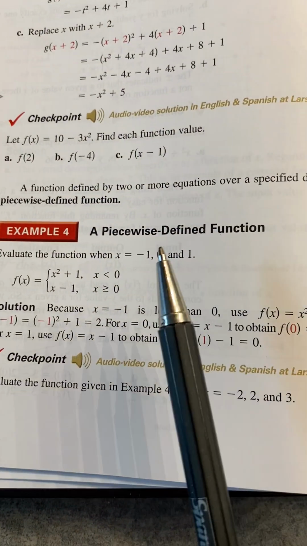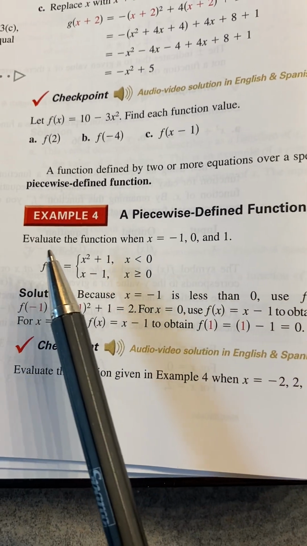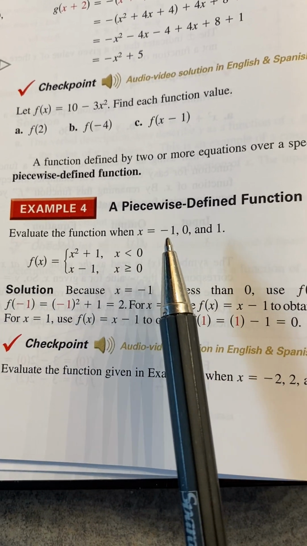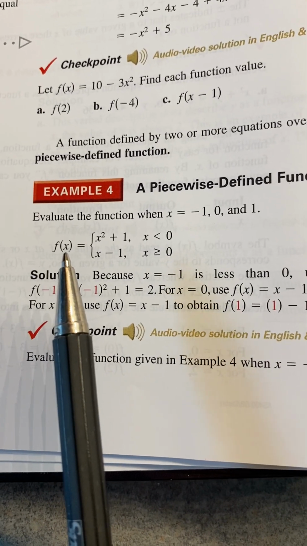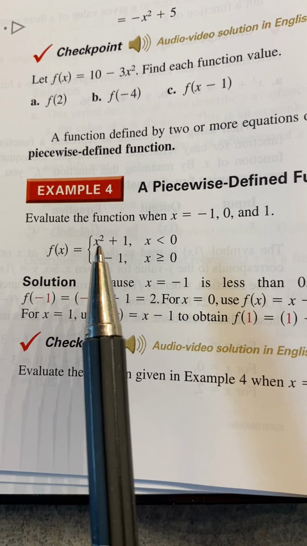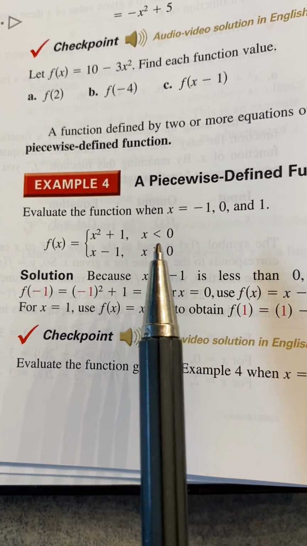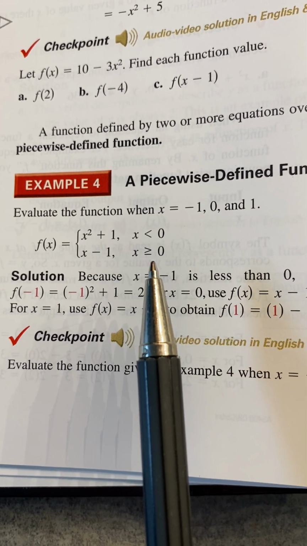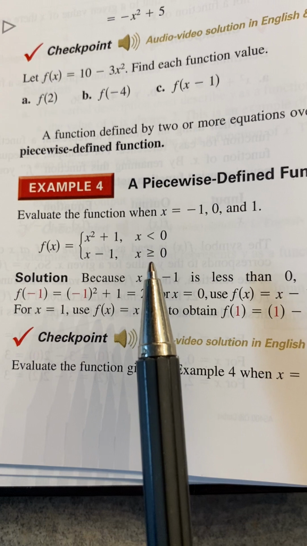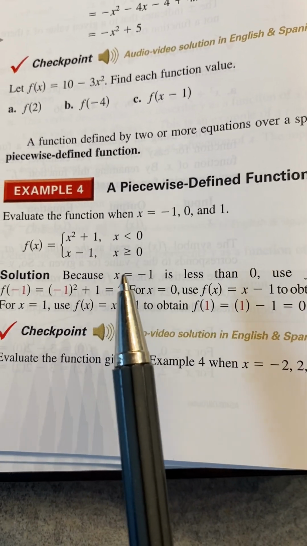Okay, piecewise defined functions. I think this will be the most challenging for us today. Let's evaluate the function when x equals -1, 0, and 1. So our function f of x is equal to this expression for all x less than 0, or it's equal to this expression for all x greater than or equal to 0. So this is called piecewise defined because there's 2 pieces to it.